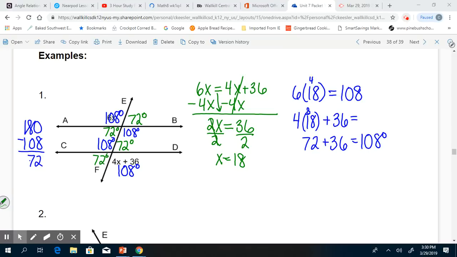Okay, so it's really not that bad. Just a lot of little steps that you got to remember to do. You got to make sure you solve for x. You got to make sure you plug it back in and find all the angle measures. Let's take a look at number 2.